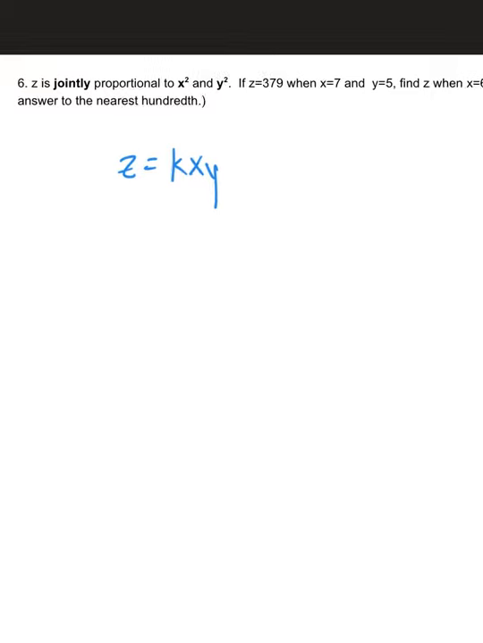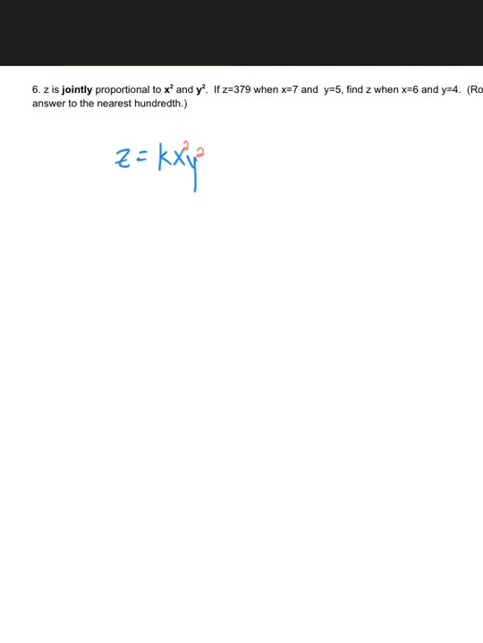Z is jointly proportional to x and y, so we're talking about joint proportion here at the start of this problem. So we'll go ahead and use the formula that was mentioned earlier, z equals kxy for joint variation. And in this case, it says jointly proportional to x squared and y squared. So you want to use your joint formula, but tweak the x and y so that it's jointly proportional to x squared and y squared.